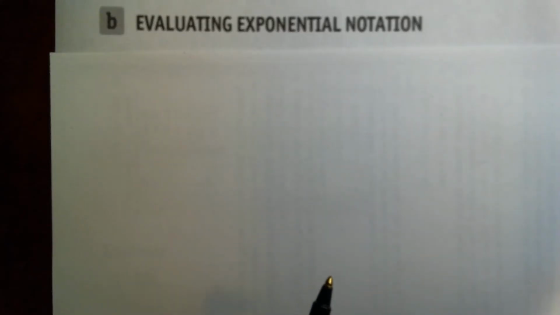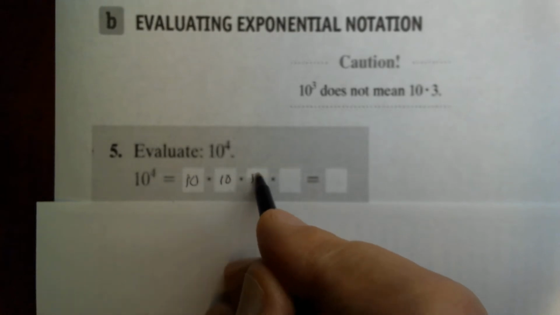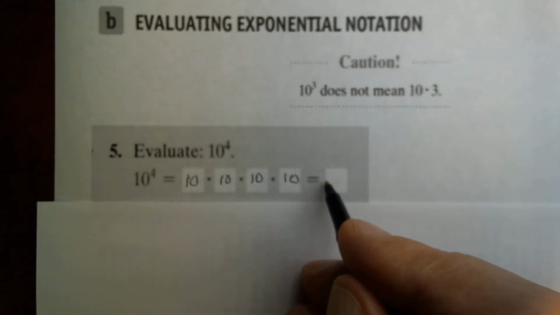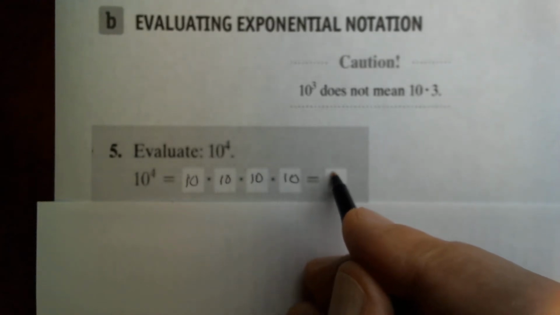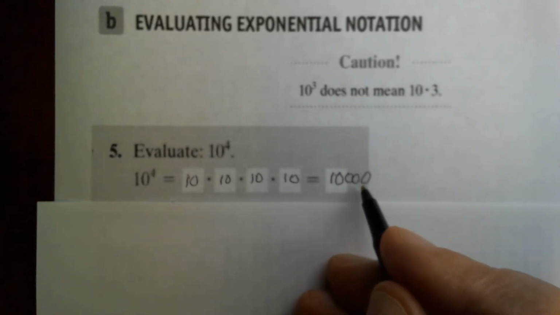The next learning objective deals with evaluating exponential notation. We want to be a little bit careful. For example, 10 to the third power does not mean 10 times 3. It means 10 times 10 times 10. So evaluate 10 to the fourth. We multiply 10 by itself 4 times: 10 times 10 times 10 times 10. And so it's equal to 10,000.